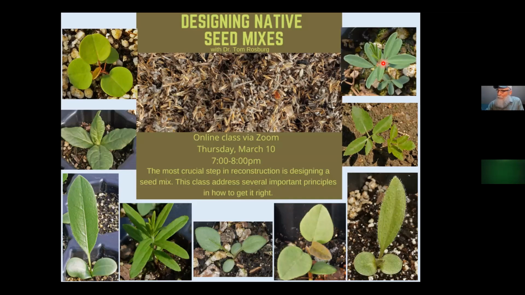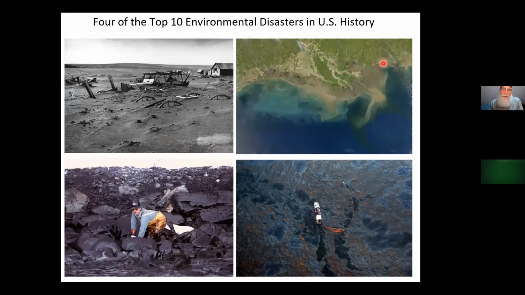Now, you probably wonder why I'm starting with this slide. 4 of the top 10 environmental disasters in U.S. history. Anyone recognize what's shown up here in the upper left? Looks like the Dust Bowl, huh? That's the Dust Bowl. And then this picture here is supposed to show the Mississippi Delta dead zone.